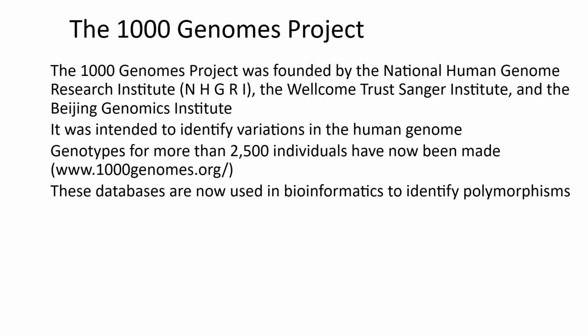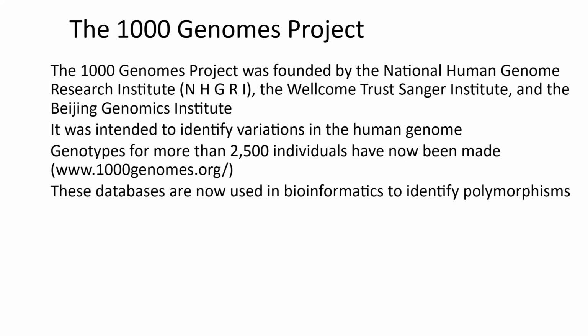The 1,000 Genomes Project. The 1,000 Genomes Project was funded by the National Human Genome Research Institute. It was intended to identify variations in the human genome. So the original human genome that was sequenced was a white male. And unfortunately, white males don't contain all of the genes for all of the other races, ethnicities, genders. We can't just base it off of one individual. So we got the genotypes from more than 2,500 individuals, and they've now been made available. These databases are now used in bioinformatics to identify polymorphisms.